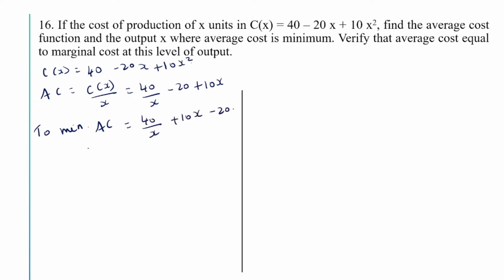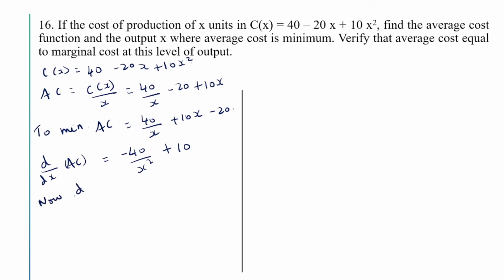So for this, first we have to find the critical points, that is we have to find d by dx of average cost equated to 0 and find the value of x. Then we have to find d squared AC by dx square and see whether it is more than 0 to find the point of local minima. So d by dx of average cost, it is equal to minus 40 by x square plus 10.